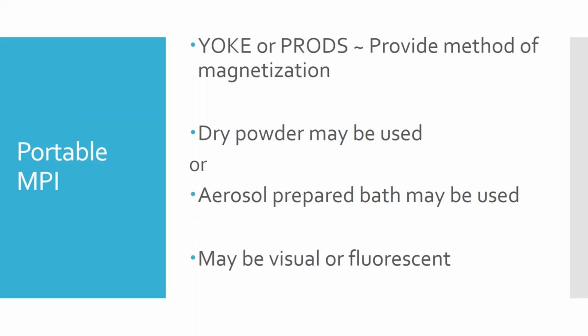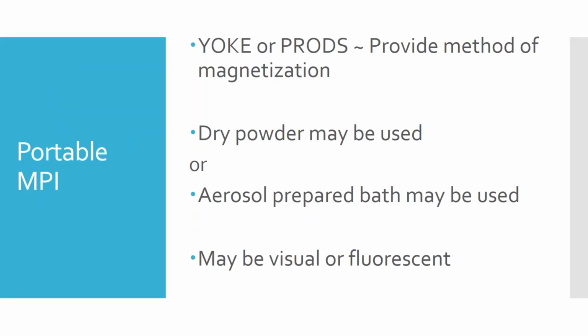So prods or a yoke is another form. A yoke is a big electromagnet, and so there are portable electromagnets you can use. Another method with portable MPI is you can basically take a coil of wire. So rather than having a coil that's fixed to your bench, they make versions of these where it's basically big welding cables that you wrap around something and then hook up to a control box of some kind. And then from there, rather than using a liquid bath, which is going to get everywhere, or the liquid carrier that has a bunch of stuff in it, they make dry powder versions.